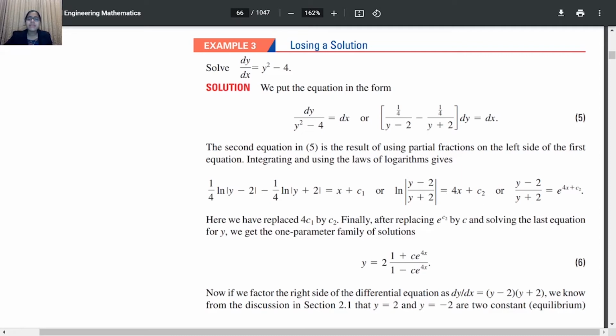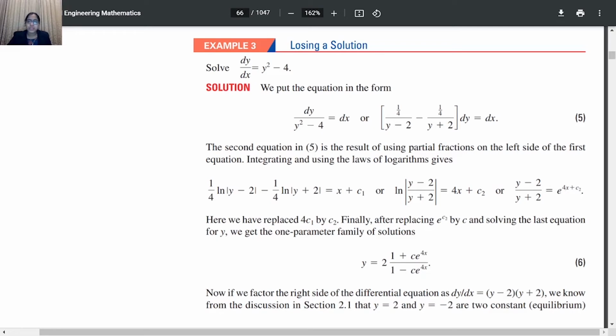So we'll have this 1 by 4 remaining here. I'm going to take it to the other side, so I'll get 4 into x plus c1, that is 4x plus 4c1. Now I'm replacing 4c1 by c2. We replace the constants according to our convenience. You can make the constant remain as it is also, there's no problem in that. So that will be equal to 4x plus c2. To find the value of y, we have to take exponential on both sides. So I get y minus 2 by y plus 2 is nothing but e raised to 4x plus c2.